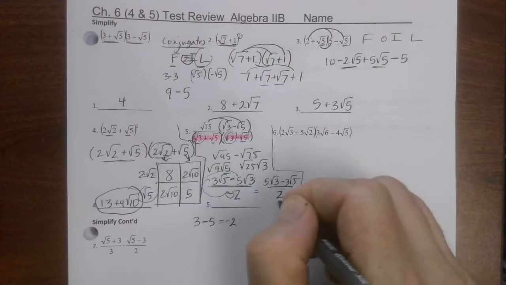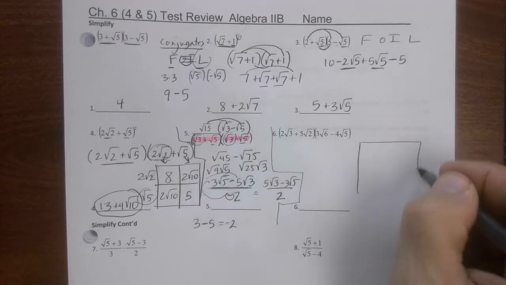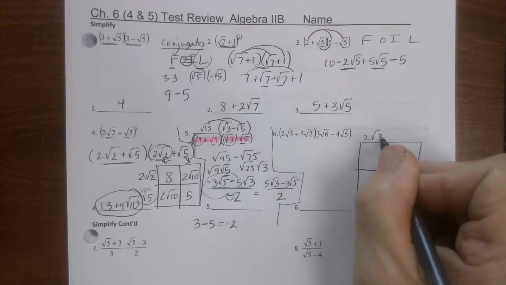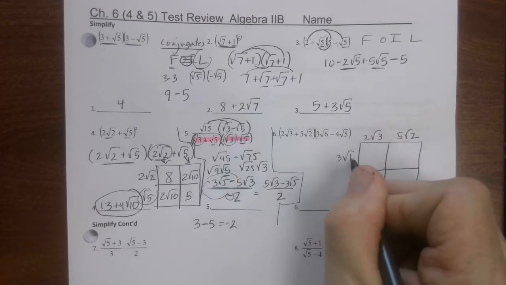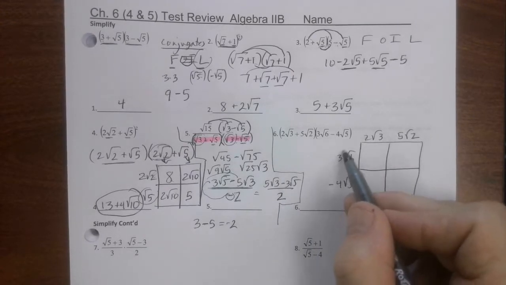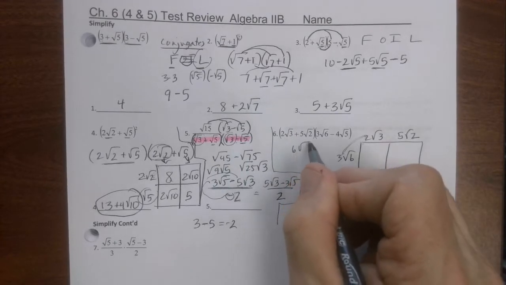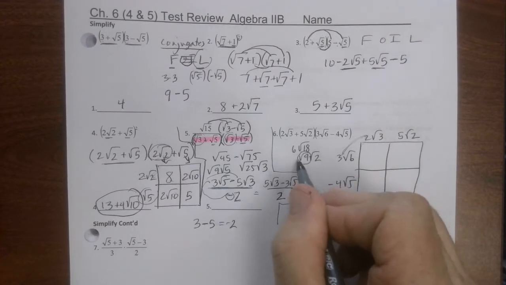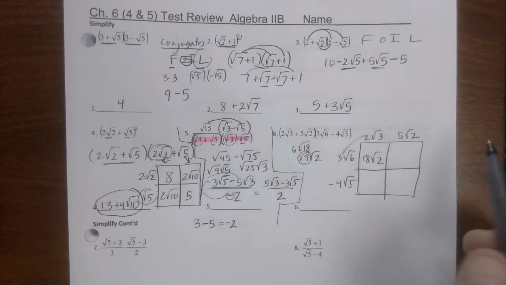So here's just a monster of a FOIL problem because they're obviously not conjugates. These are the ones that I really think you should use a box. So 2 square root of 3, 5 square root of 2, 3 square root of 6, negative 4 square root of 5, and let's get after it. This is water and water, so that's 6 square root of 18. I'm going to write that over to the side because I can see square root of 18 turns into 9 and 2. Now the square root of 9 is 3. 3 times 6 is 18, 18 square root of 2.